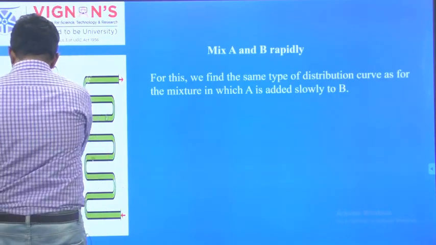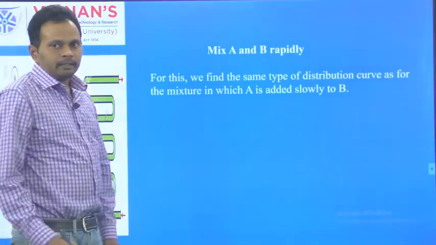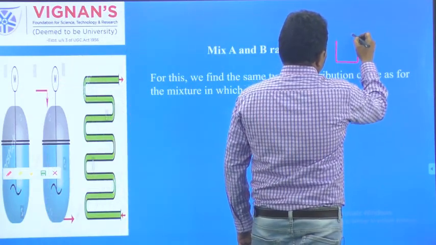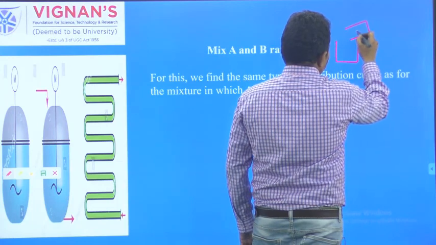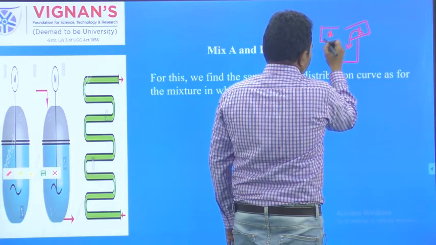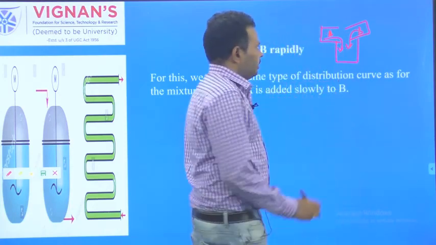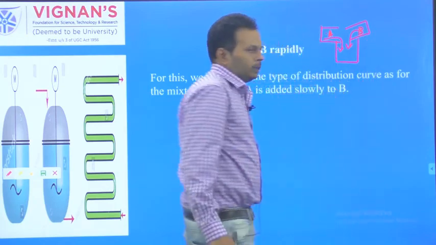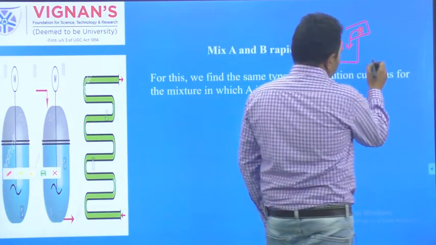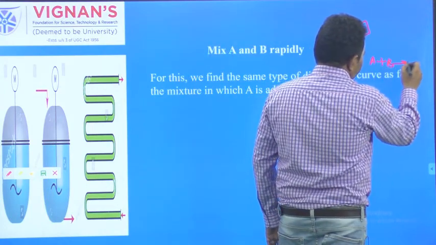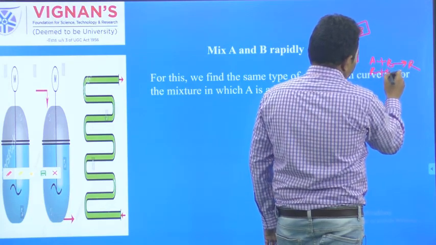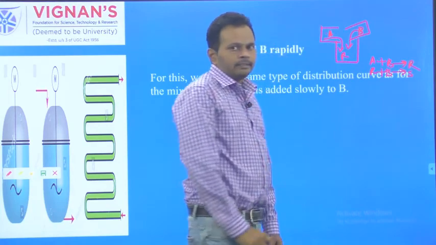So the next one, the third one: mix A and B rapidly together. Here you take one empty beaker, and add B, and also add A rapidly together. So with high flow rates, add A and B together. So what happens when you add A and B together? First, A reacts with the B and produces R. Whatever R is produced, R immediately reacts with B and produces S.